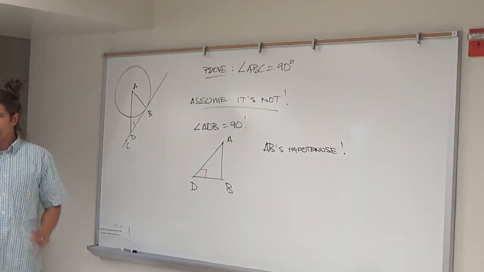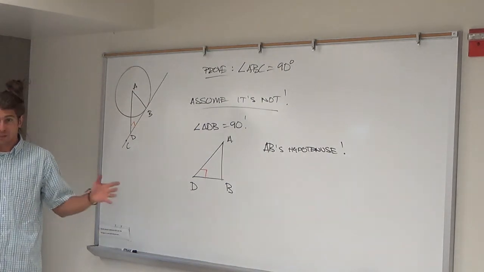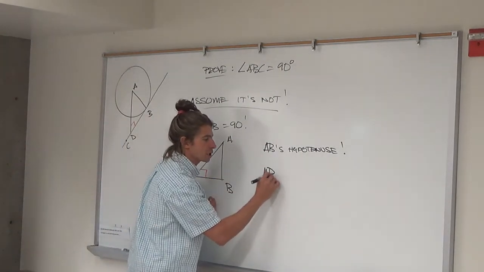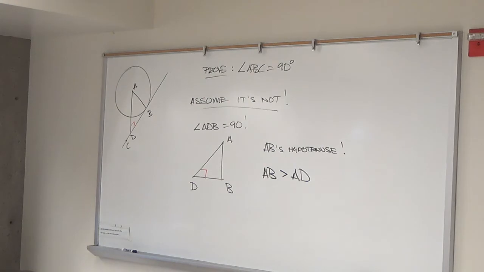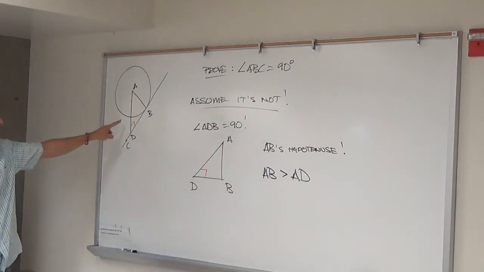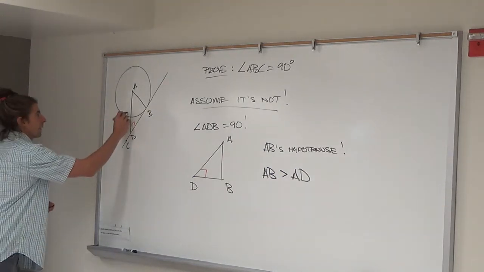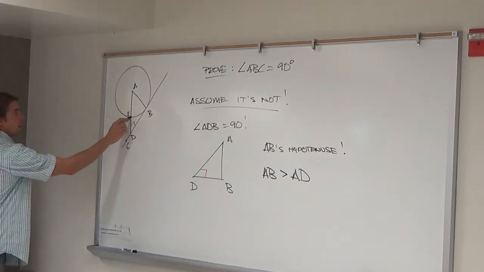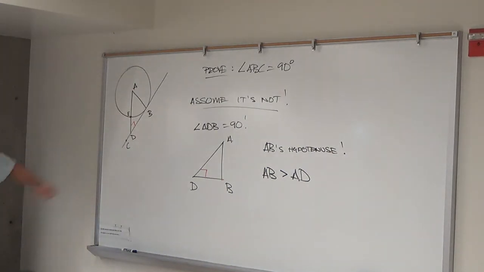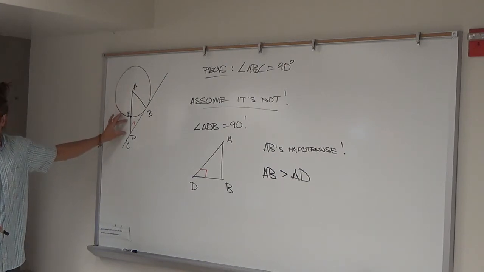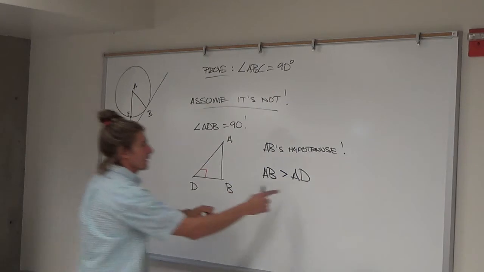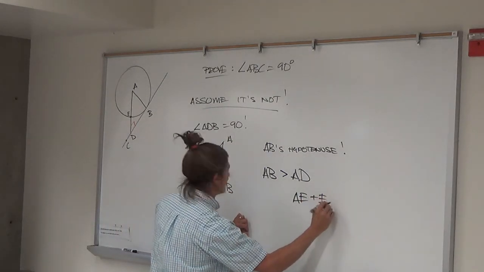That means it's longer than any other side in the triangle. By definition of a hypotenuse, it's the longest side. So do you guys agree that by that definition, AB has to be bigger than AD? Has to be, because AD's got to be a shorter side. What's wrong with that statement right there? Look back up here. Let me give you a hint. What's AD made up of? There it is. AD is made up of AE plus ED, correct?